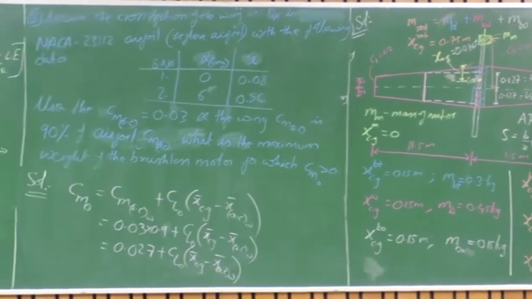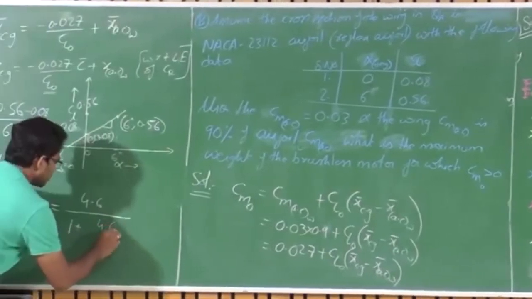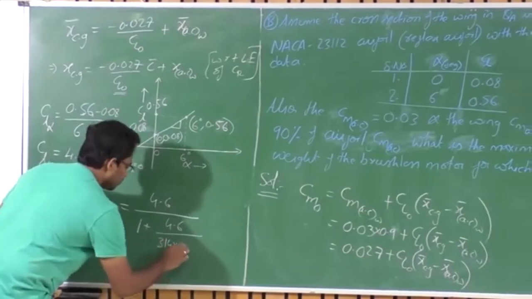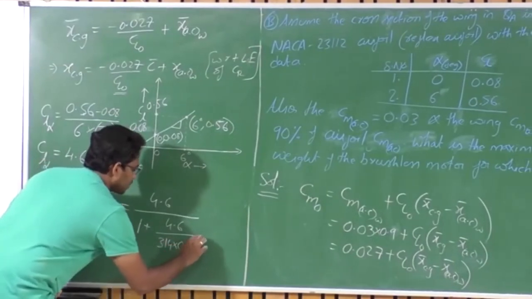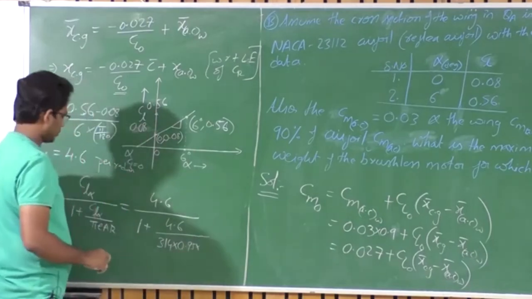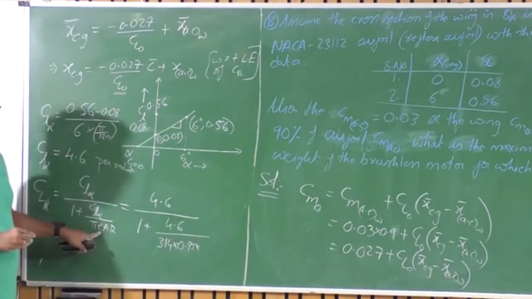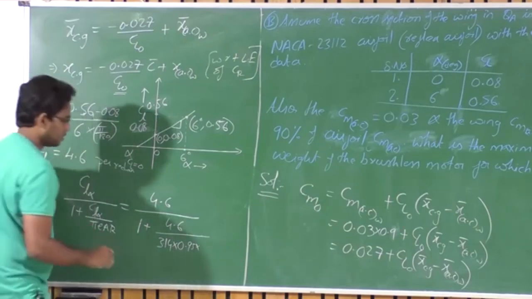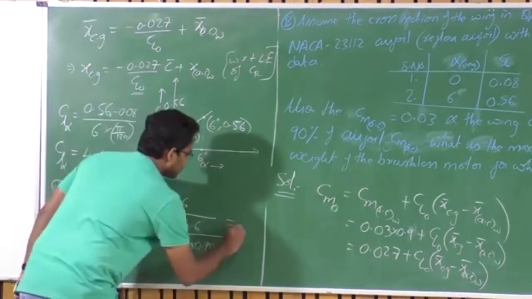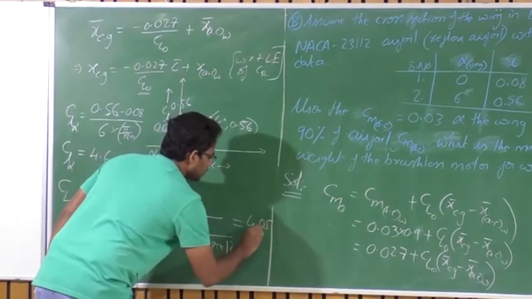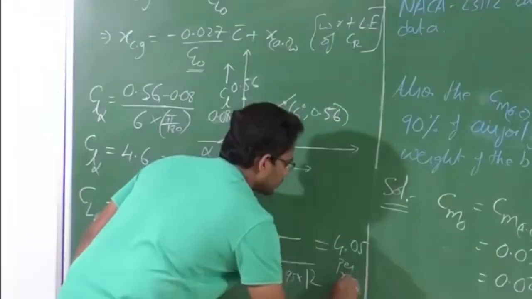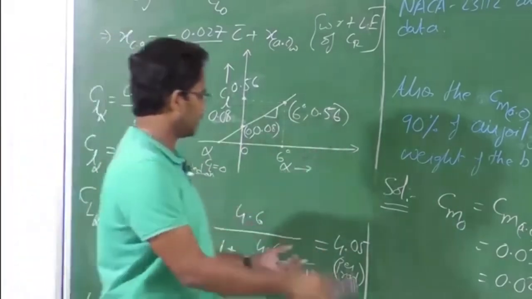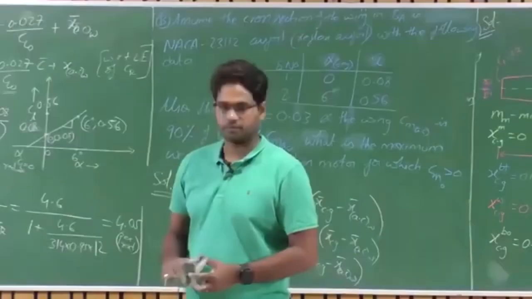So 1 plus CL alpha is 4.6 upon 3.14 times 0.95. Sorry, 0.95 is the Ostwald's efficiency factor, and from the given data you refer to the previous question, and the aspect ratio here is 12. So the value is approximately 4.05 per radian. Okay, so CL alpha 3D for this particular configuration is 4.05 per radian.